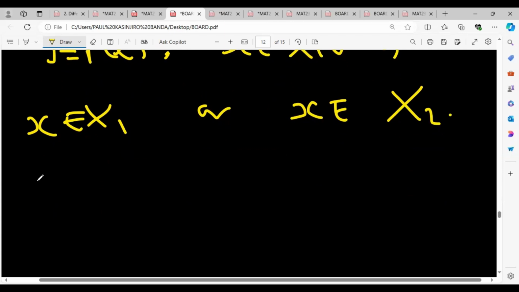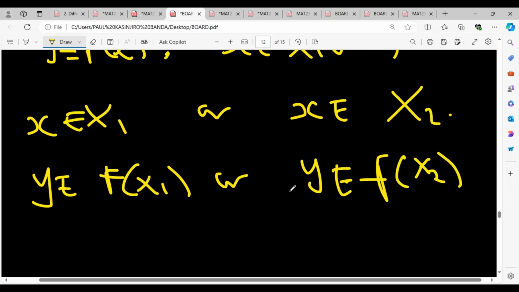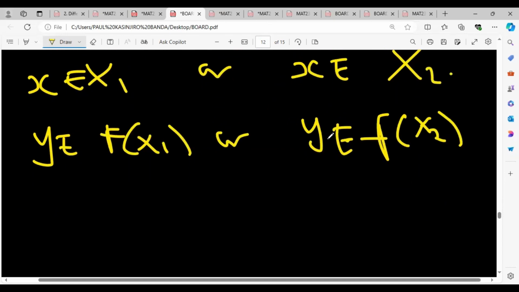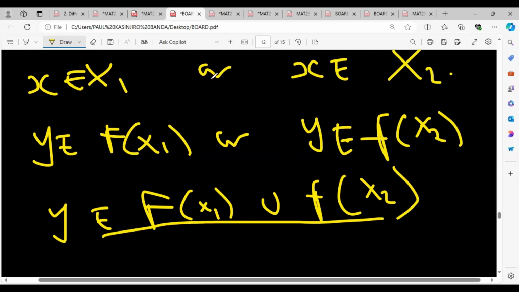I will have y being a member of f of x1, or my y being a member of f of x2. So what does it mean? If y is a member of this, and this y is also a member of this, then it means y is actually a member of what? f of x1 union f of x2. So you can see that I started with what we had on the left, and I've ended up with what we had on the right.